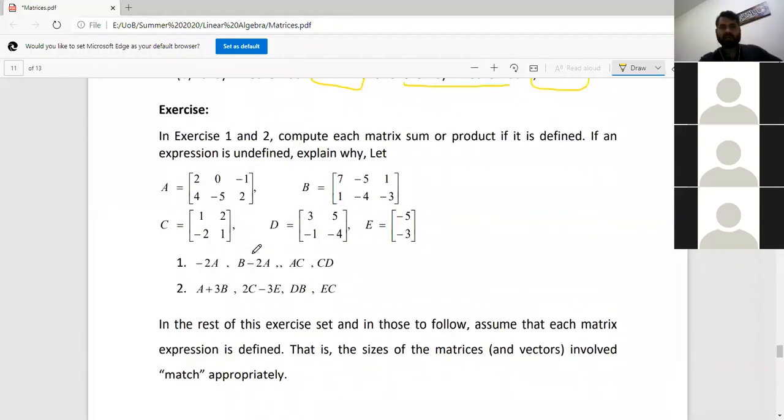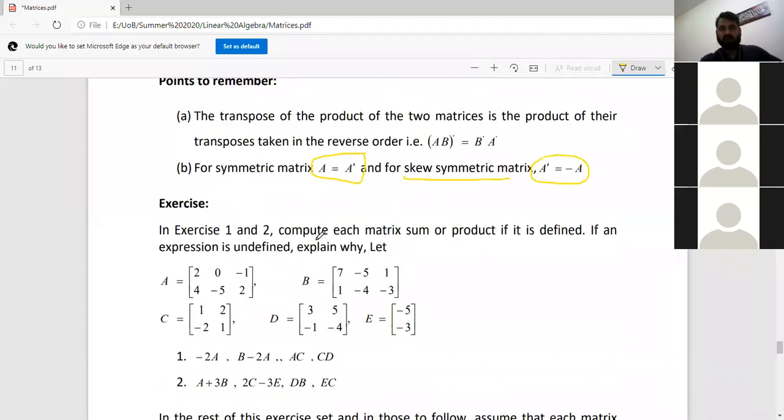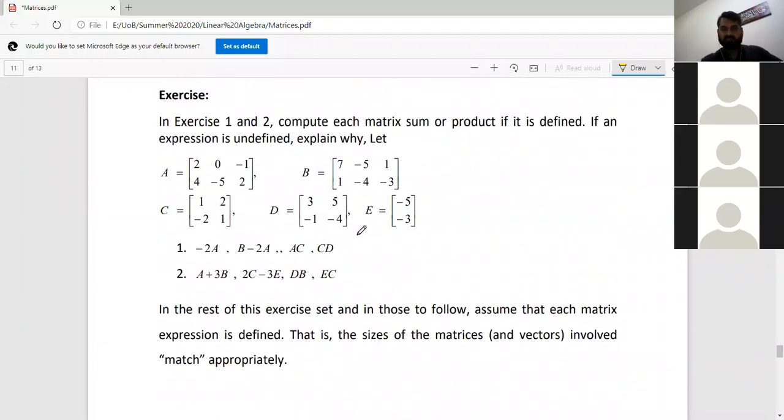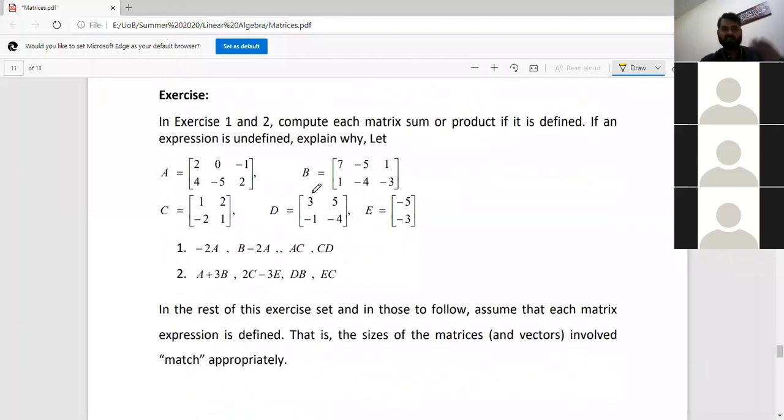These are your exercises about all the topics which we studied so far. Try to solve these exercises, and if you have any questions, you can refer to the exercise number. Let me explain the first question to you, and then you can do the rest of them. In exercises 1 and 2, compute each matrix sum and product if it is defined.